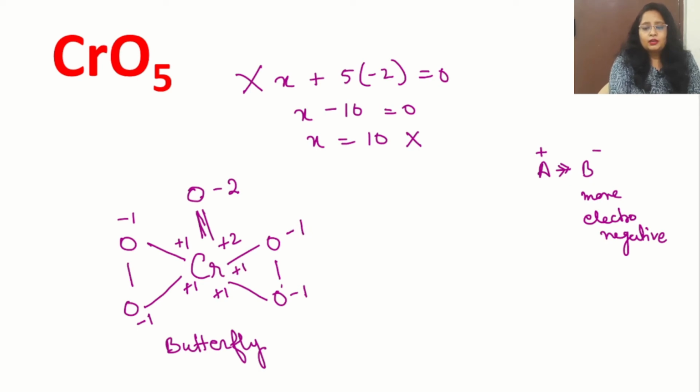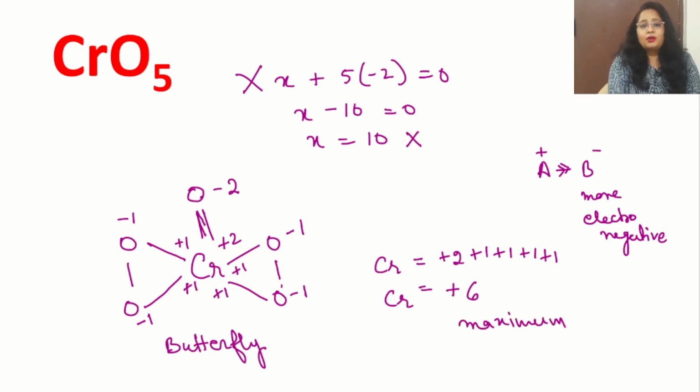So now we can calculate the total oxidation state of chromium: plus 2, plus 1, plus 1, plus 1, plus 1. That is 4 times plus 1 and 1 time plus 2. So in total it will be plus 6. This is the oxidation state of chromium, and it is also the maximum oxidation state shown by chromium. Chromium shows variable oxidation states. In this, this is the maximum, and beyond plus 6, chromium will not show any oxidation state. So this is the correct answer for the oxidation state of chromium.